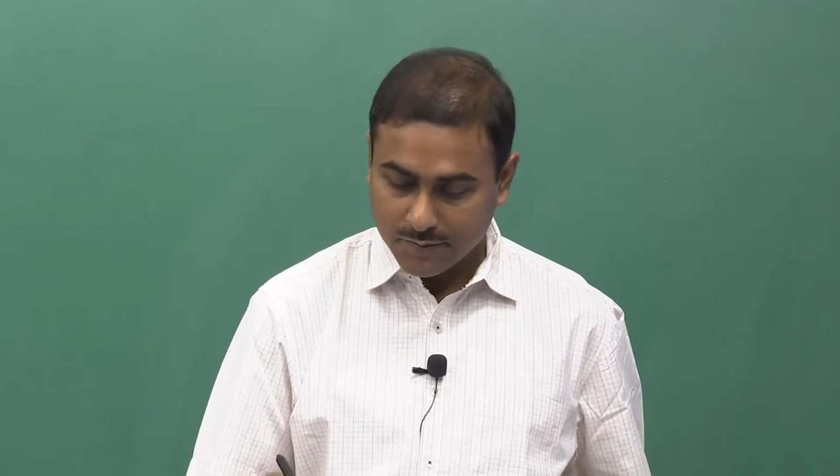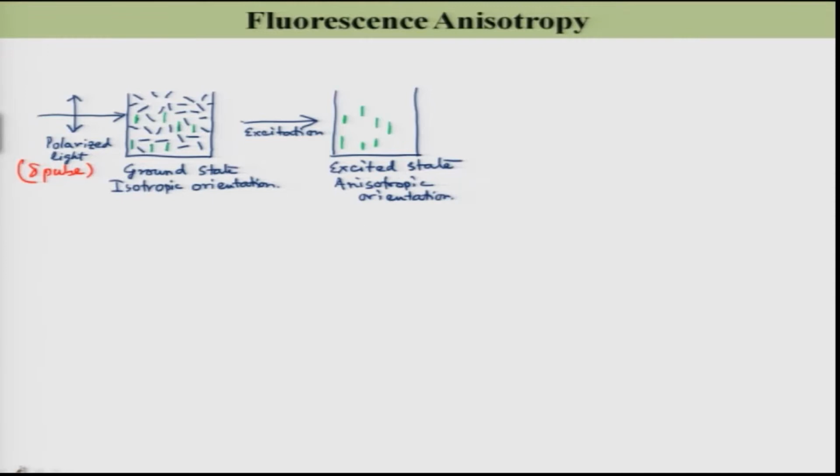So, in the early time the electric field of the emitted light will be like this. But as time goes, allow some time, these molecules will reorient themselves because of the random motion. So, these molecules will reorient, and let us say after some time this one is like that, this one is like this, and so on. So, now the molecules are like that.